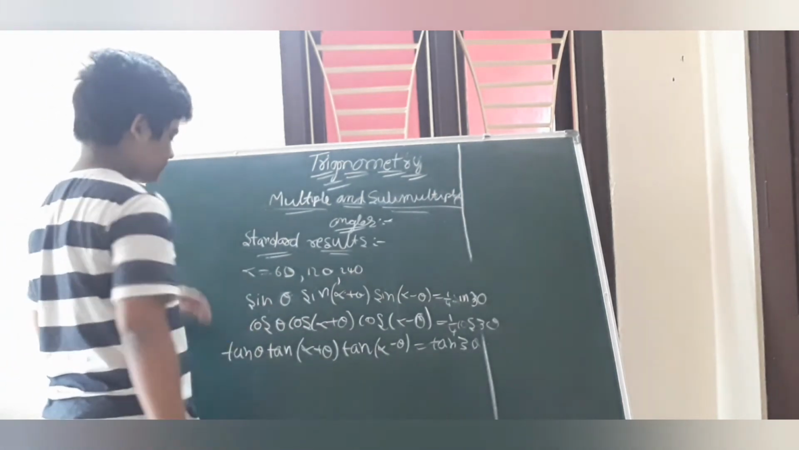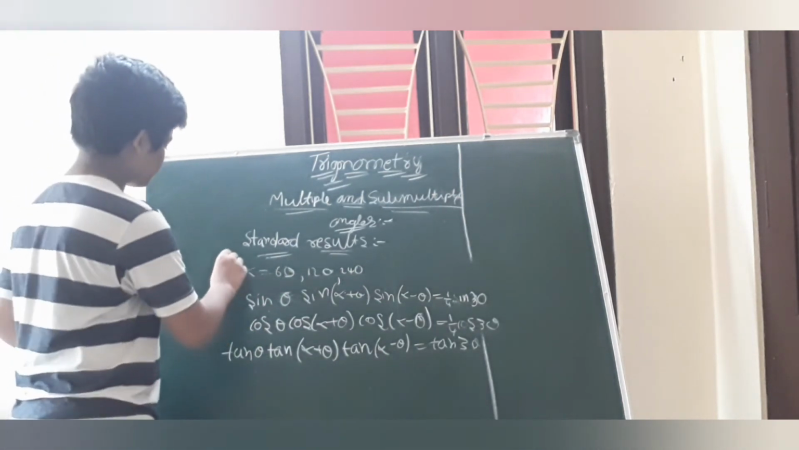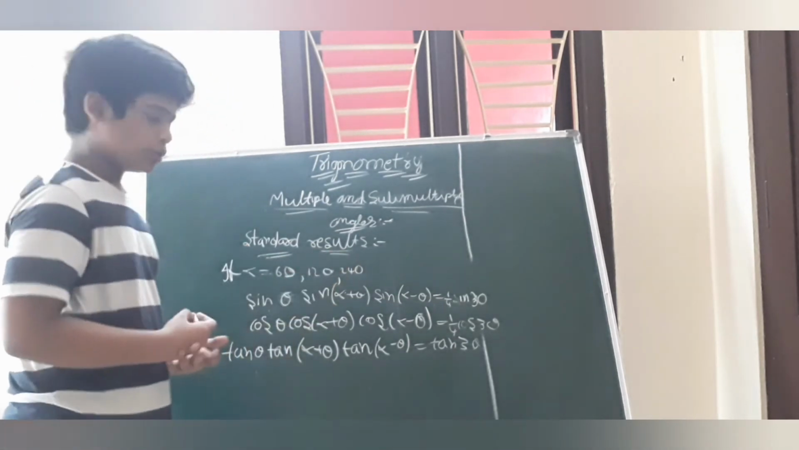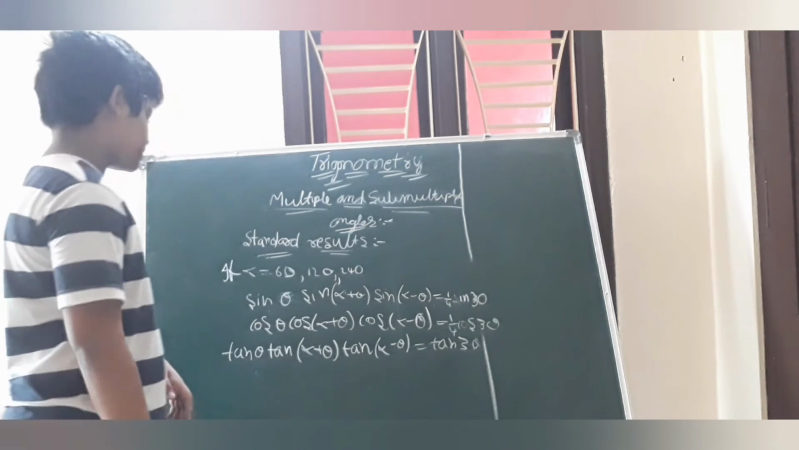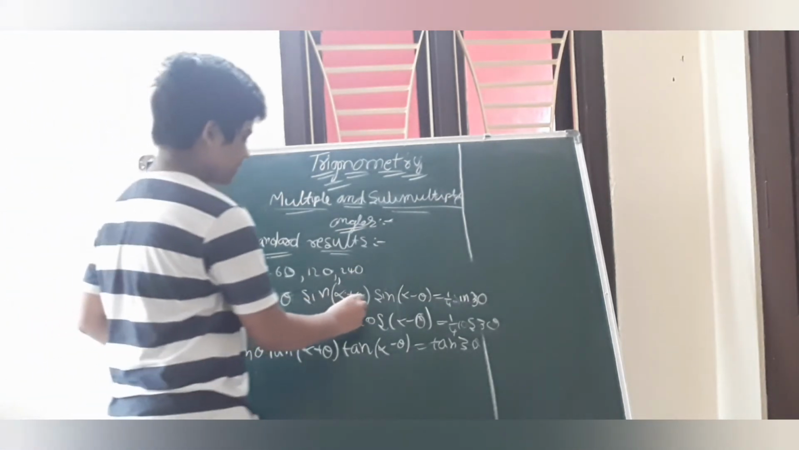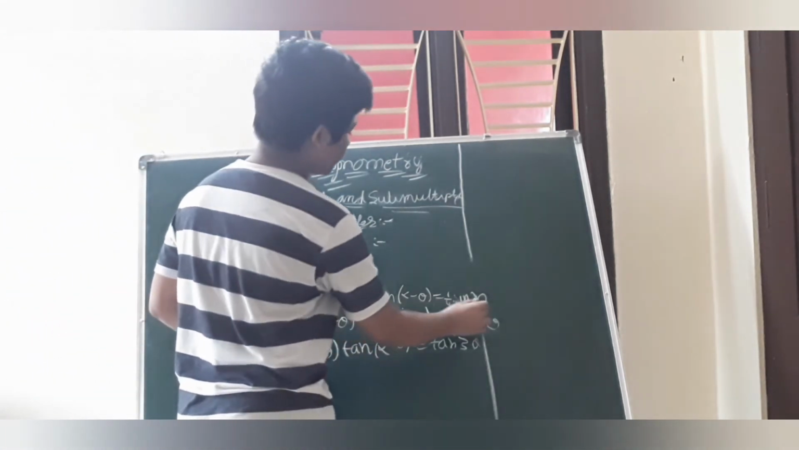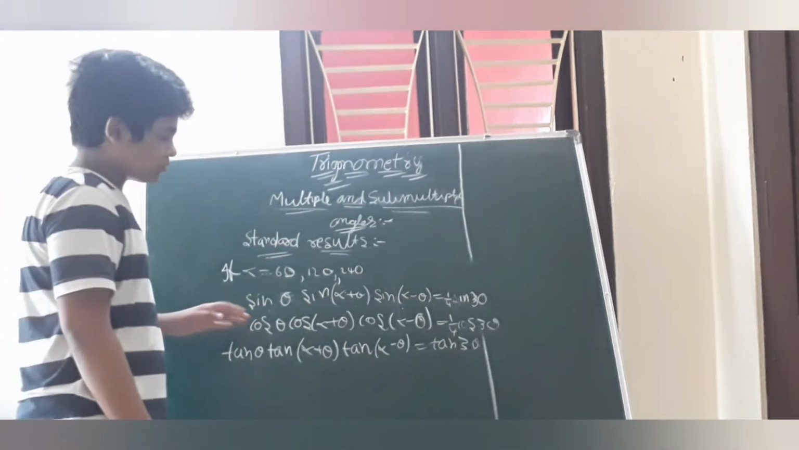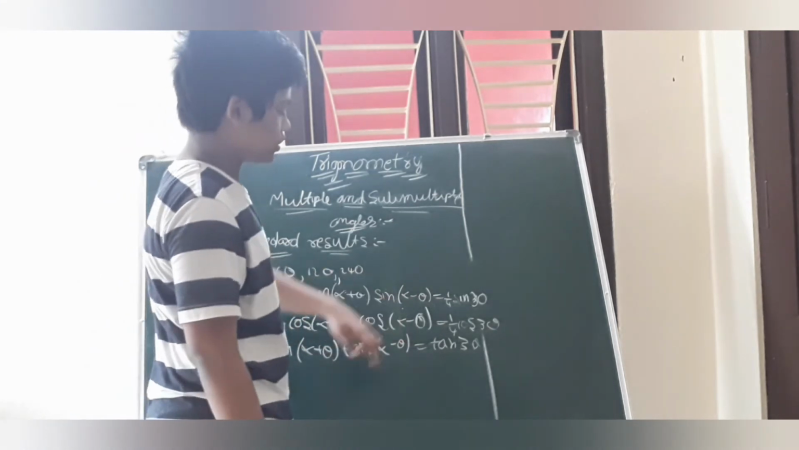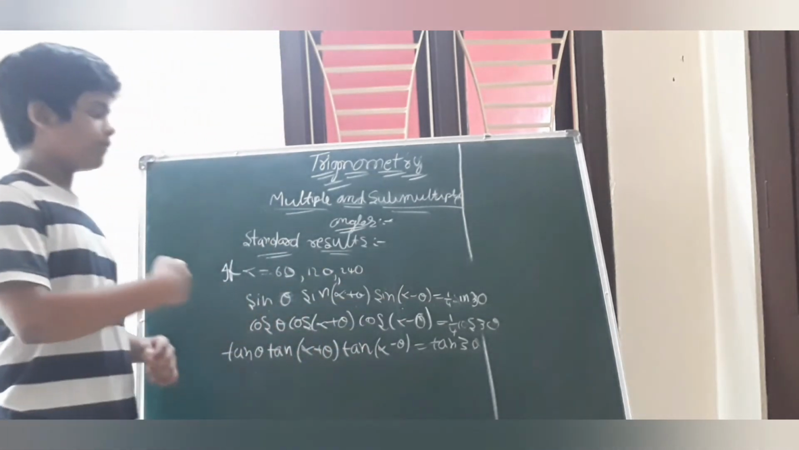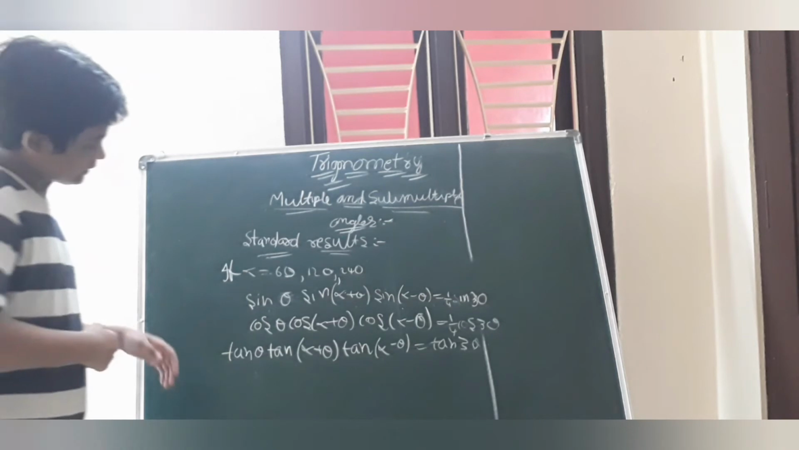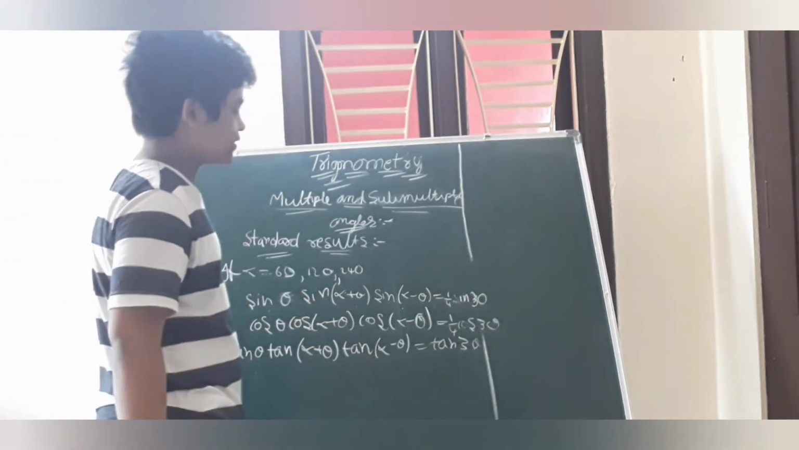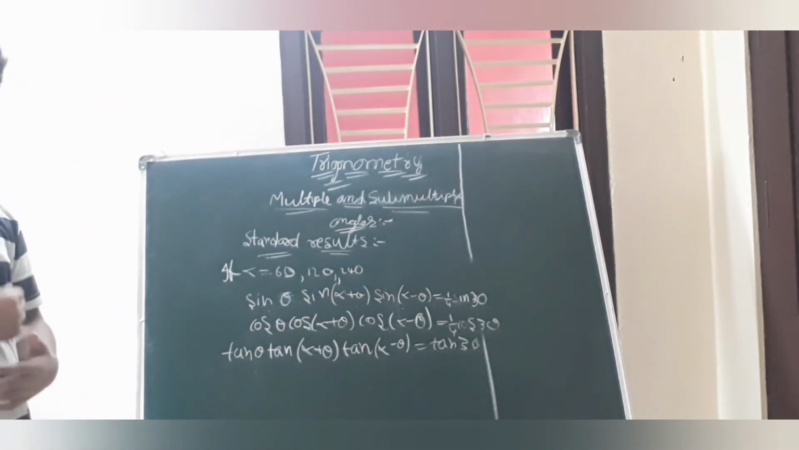The first one: if alpha is equals to 60 or 120 or 240, then sin theta into sin of alpha plus theta into sin of alpha minus theta is equals to 1 by 4 sin 3 theta, and cos theta into cos of alpha plus theta into cos of alpha minus theta is equals to 1 by 4 into cos 3 theta, and tan theta into tan of alpha plus theta into tan of alpha minus theta is equals to tan of 3 theta.